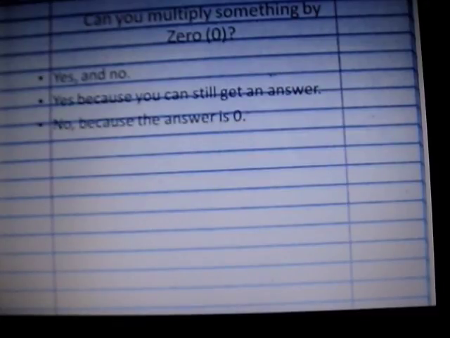Here's a tricky question for you. Can you multiply something by 0? Yes and no. Yes, because you can still get an answer. No, because the answer is always going to be 0.